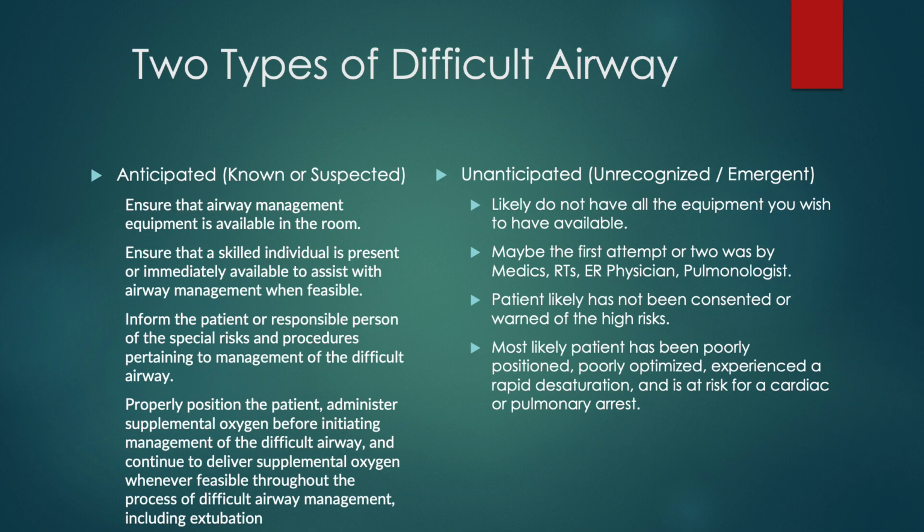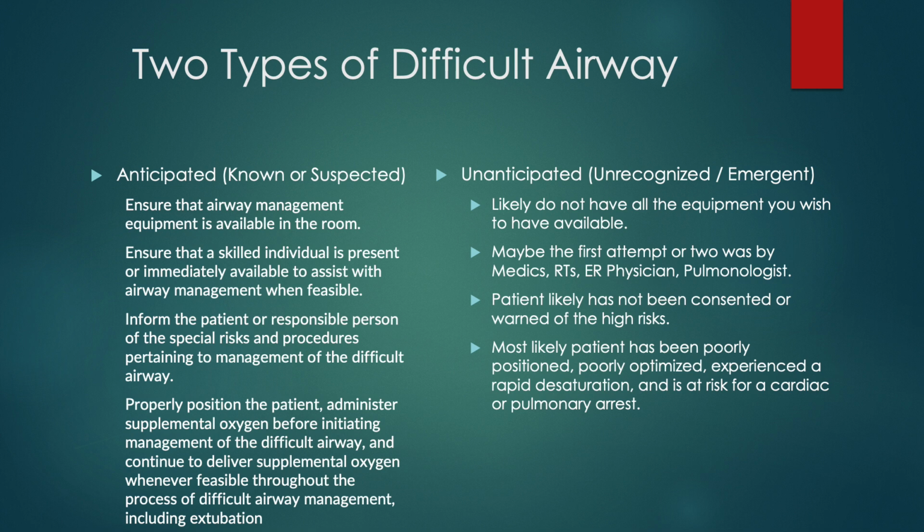Dr. E is probably going to pop in here in just a moment. We'll keep going. Anticipated or unanticipated. There are two types of difficult airways. There's the anticipated. These are the ones where we have everything ready. We've got our video scope, we've got our LMA, I've got my buddy in the room with me, we've pre-oxygenated, maybe we're attempting an awake intubation. These are the ones that we're ready for, and they typically go just fine.